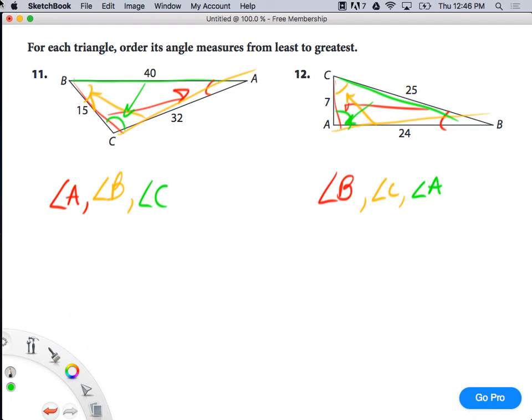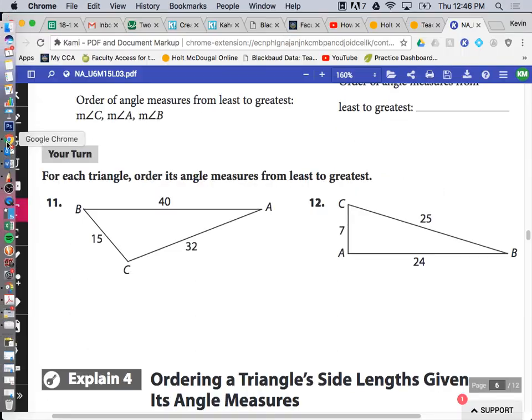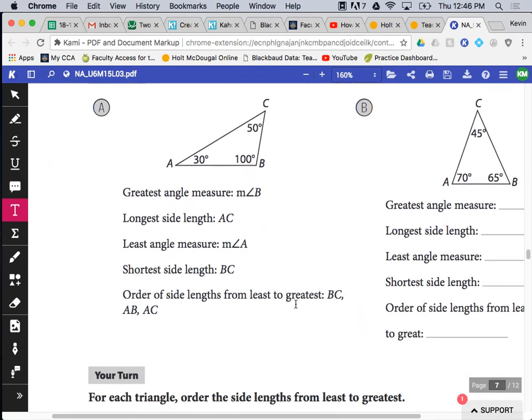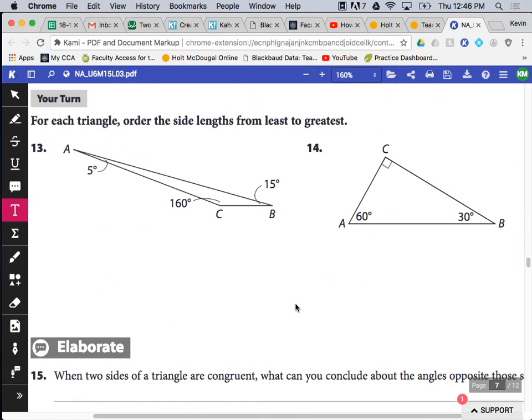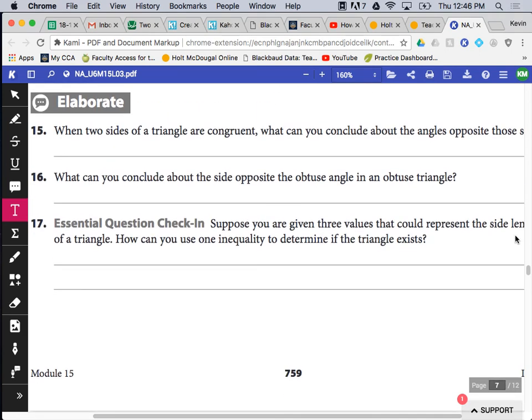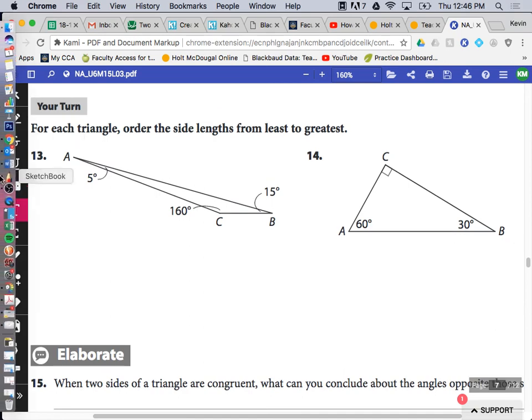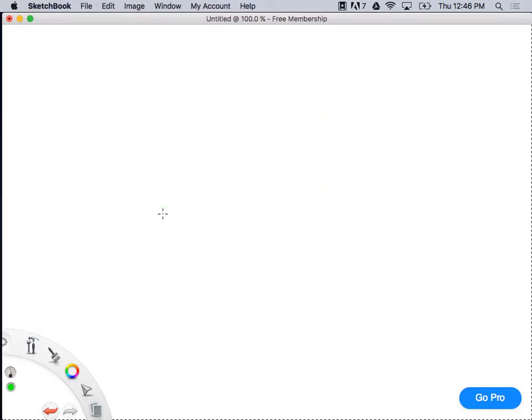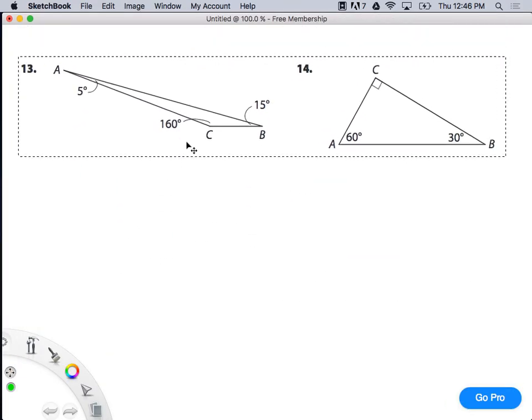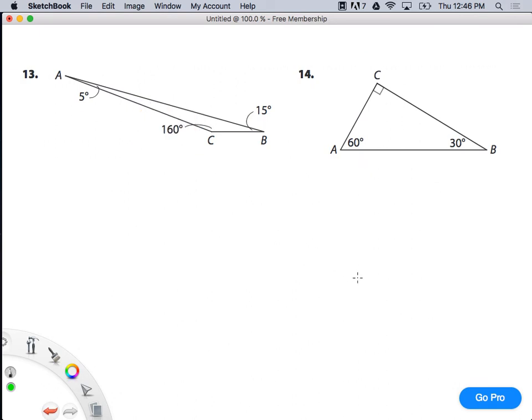All right. The same thing is true in reverse. What does that mean? If I've got a bigger angle, then I've got a bigger side. So go ahead and do questions 13 and 14 on the middle of page 759. It's basically the same exact thing, except instead of... I'll do number 13 actually real quick, just in the interest of time.